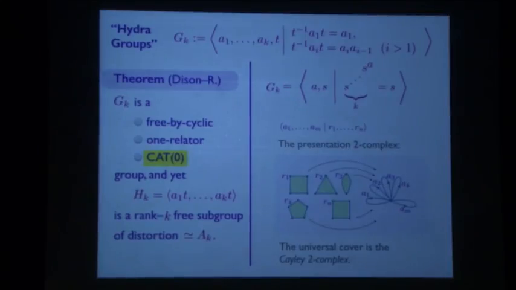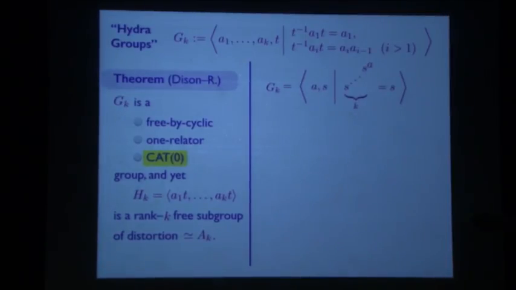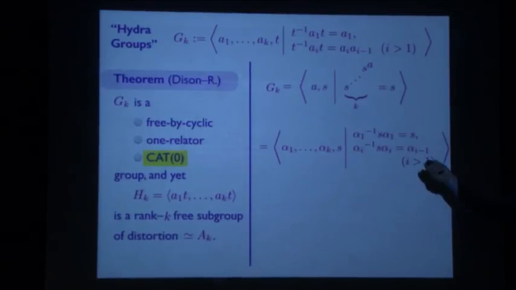Okay, now to say that this group's CAT(0), well, that's another Gromov definition. It's to say it's non-positively curved. It means it acts geometrically, it acts in a nice way on a space that is non-positively curved in the sense that triangles are no fatter than Euclidean triangles. How do we prove that this group's CAT(0)? How do we see it?